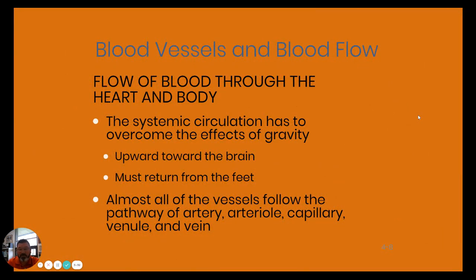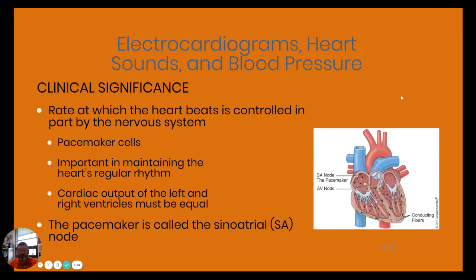I thought it would be helpful to diagrammatically show you exactly how blood moves, especially through the heart and into the body. So that systemic circulation has to overcome, of course, the effects of gravity. The heart has to be strong enough, and the circulatory system has to pump blood up against gravity towards the brain, and get it up from the feet. So almost all vessels flow through the pathway of artery, arteriole, capillary, venule, and vein structures.